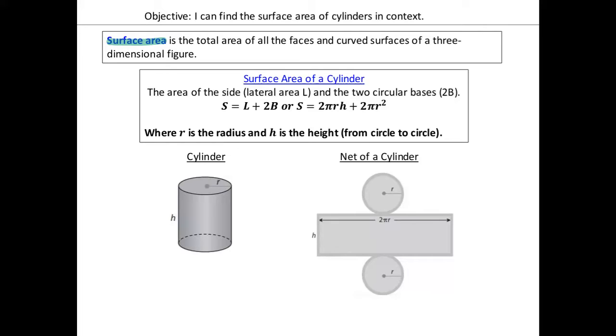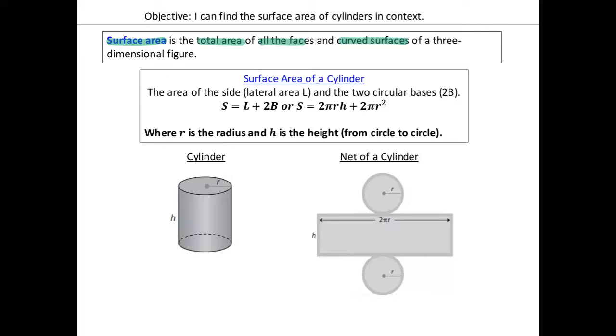So surface area is the total area of all the faces and the curved surfaces of a three-dimensional figure. So if I were to find the surface area of a cylinder, I would find the area of both circles from the bases, and then I'm also finding the area of its sides, of all the faces or curved surfaces of the figure. So that's what it means to find surface area. If I were to look at the net, I just find the area of all the figures, okay? And then we have this formula here given to us for surface area.